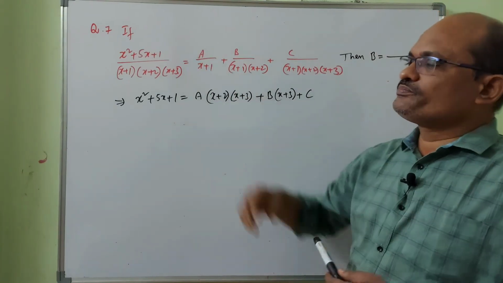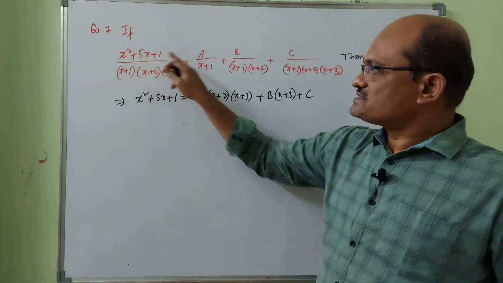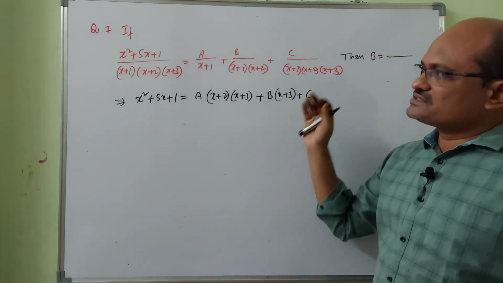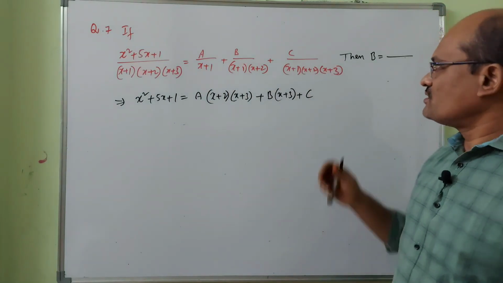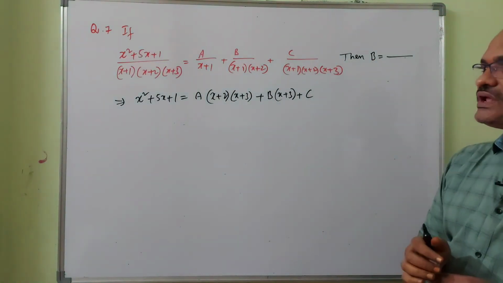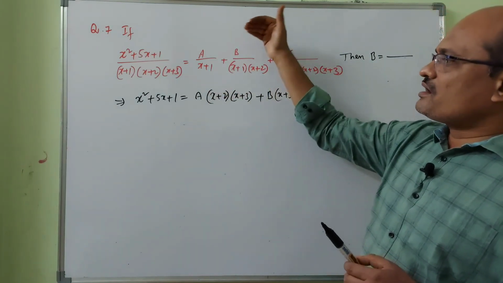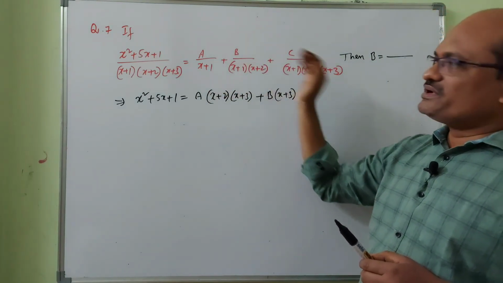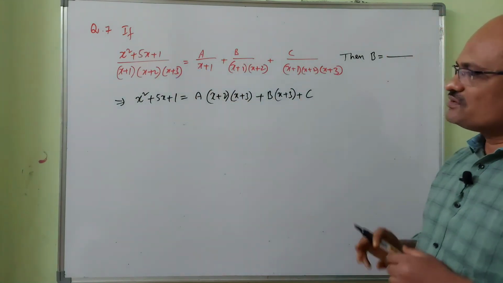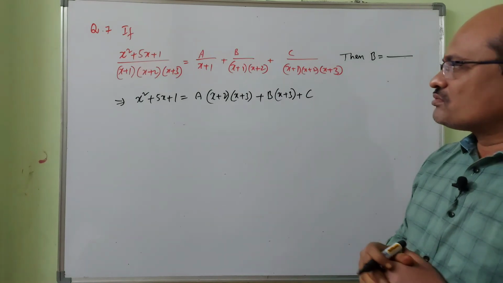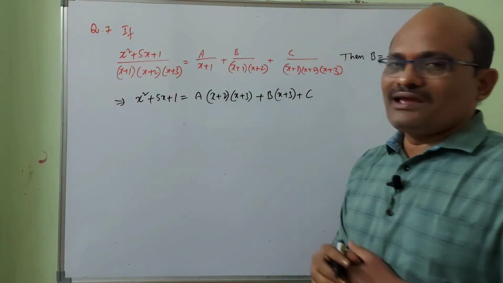Question number 7. In this problem, this LHS is given as RHS. This is a proper fraction and these are the partial fractions. We have to find the value of b. What I do is, in RHS I will take LCM and write numerator by denominator. Here the denominators are equal, they get cancelled, equate the numerators, you will get this. Now to find b, what to do? First we have to find a.